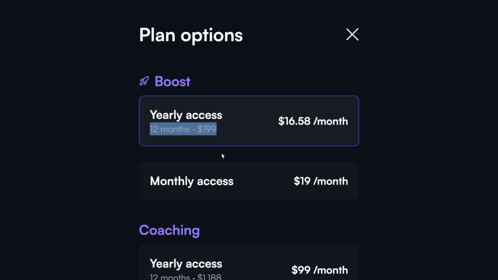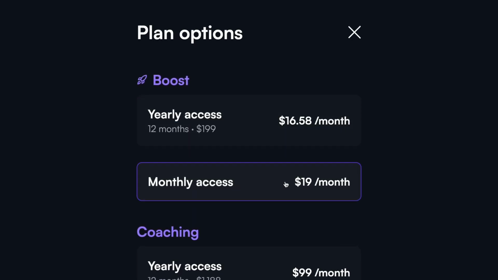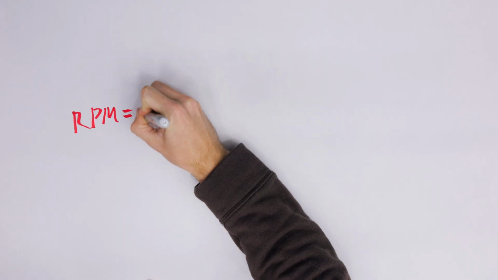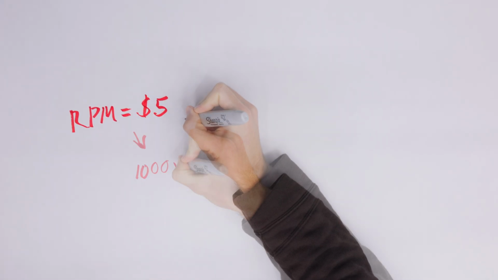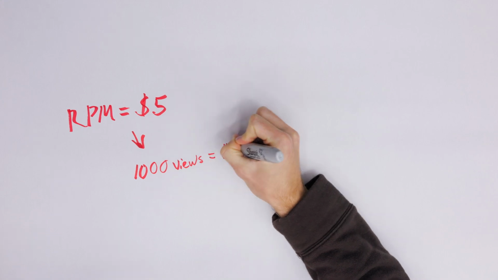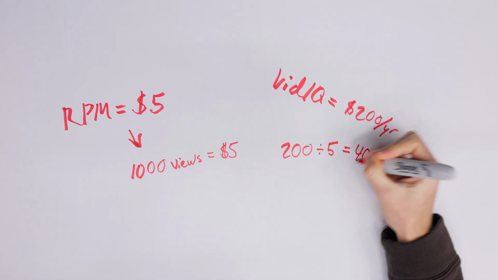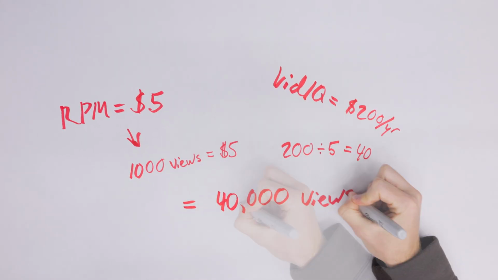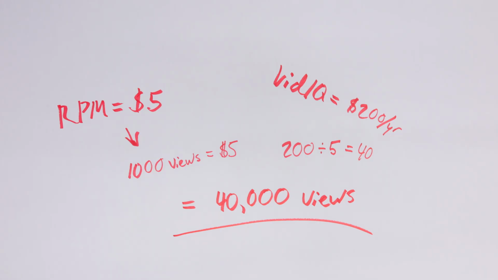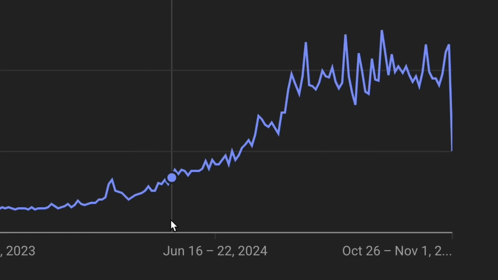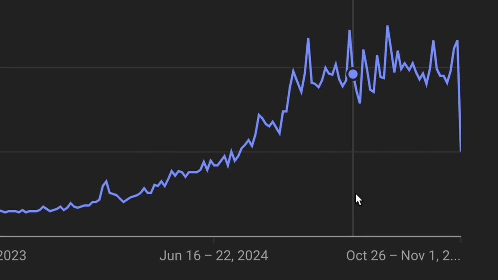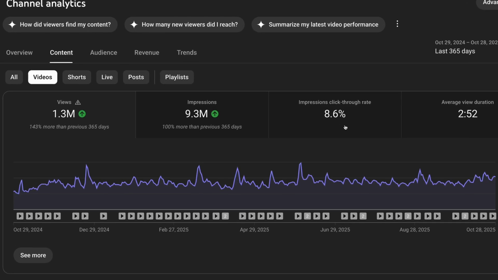So the question is, do I think it's worth it? Well, we have to look at price. VidIQ Boost costs $200 per year or $19 per month if you pay for it monthly. Think about it this way. If you have an average monetized RPM of $5, meaning every 1,000 views you get, you earn $5 on YouTube, then VidIQ really only needs to increase your yearly views by 40,000 for it to just completely pay for itself. In the past year of VidIQ, my views have grown 143% to 1.3 million with a click-through rate of 8.6.